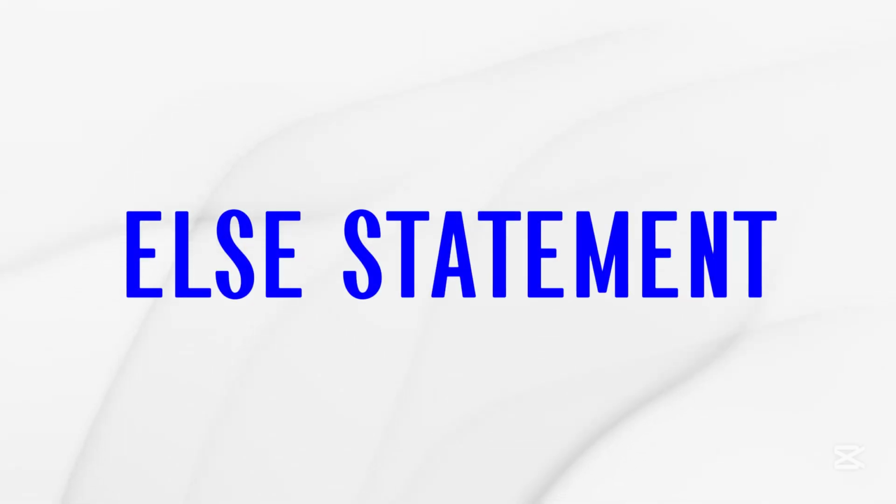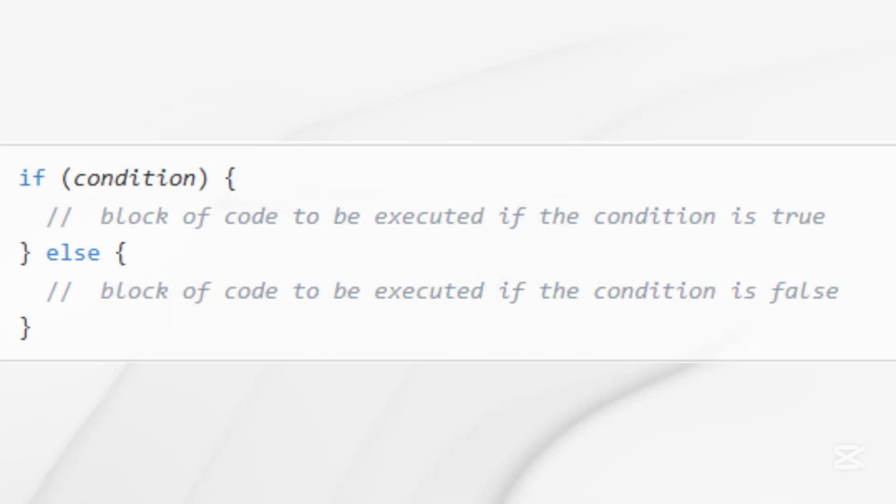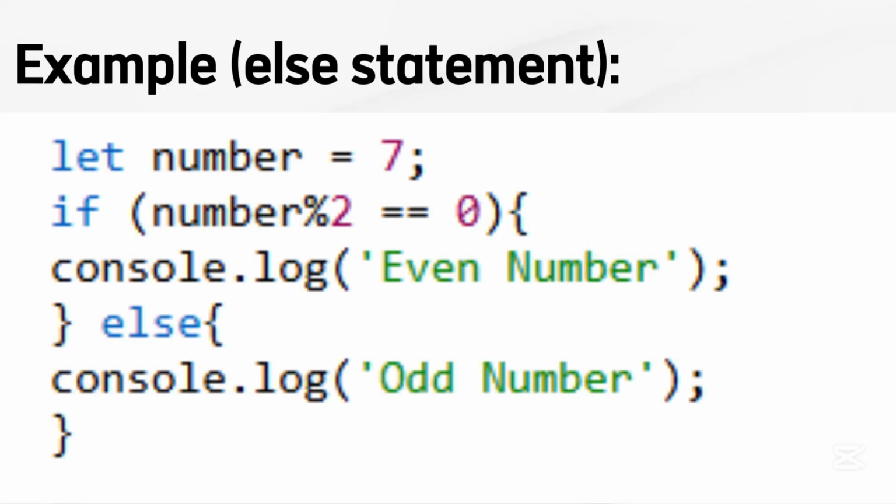Else means otherwise. We use else when we want some other code to execute if the if condition is false. An else statement always comes after an if statement. In this example, we are checking if the number is perfectly divisible by 2, i.e., it's even. If it is, the first message will be printed, otherwise, the else code will run, and the message that the number is odd will be printed.